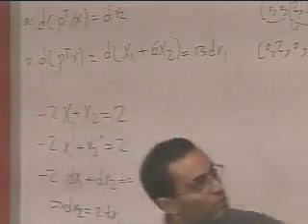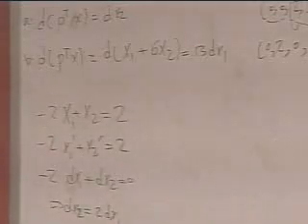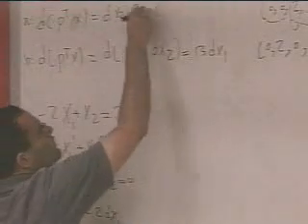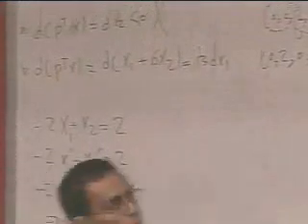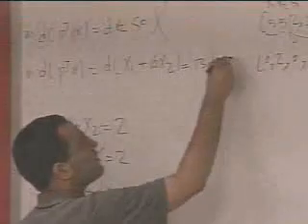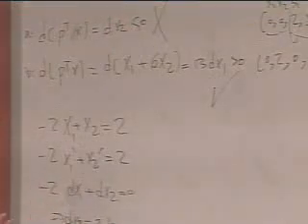Now, let's see. If we move in direction A, what will happen? Moving in direction A, you will decrease x2. So dx2 would be negative, and your function would decrease. This is not a good direction. Moving in this direction, we are increasing x1. So dx1 would be positive, so our function would increase. So we start moving in that direction.